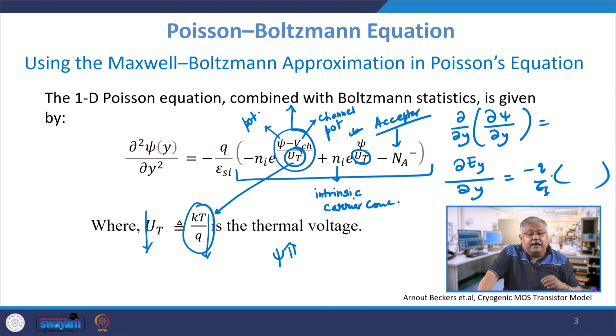So, at low temperature, that is what I was trying to focus on in a much more detailed manner. At 300 Kelvin, UT is approximately 25 millivolt, and when I slide it down to around 4 Kelvin or 10 Kelvin, this quantity which is psi minus VCH by UT will show an excessive increase. And since it is exponential, even a small change in psi s will change the value of your total number of charges. So, the sensitivity to the variation of UT and to psi is very prominent at very low temperatures in a sense.